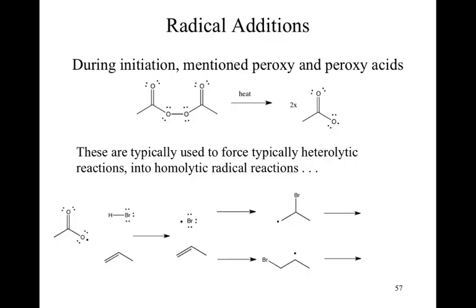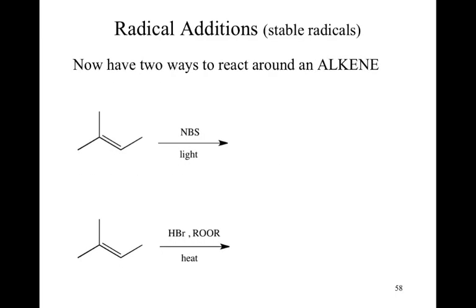And there's some nice steps drawing it all out. So, if we look at our radical additions, we now have two ways to react, or radical reactions. We have two ways to react around an alkene. Number one, with NBS, that's a horrible starting material to pick, we can do a radical substitution where we put the bromine at an allylic position. So I picked one of your possible products. The other one would have been putting the bromine at the other position. Okay, so both of those are possible products.